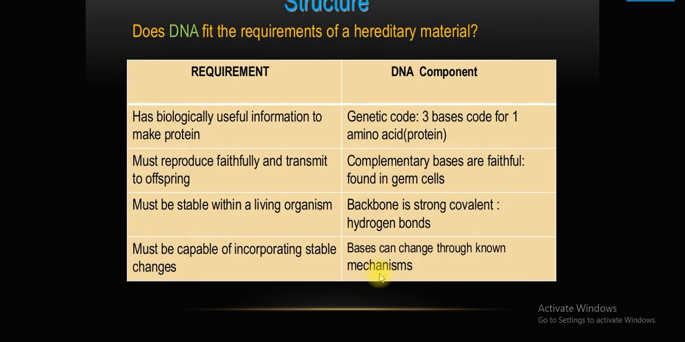Does DNA fit the requirements of hereditary material? Yes. It must carry biologically useful information to make proteins in the form of the genetic code, in which three bases code for a single amino acid, making a polypeptide chain. It must reproduce faithfully and transmit to offspring from one generation to the next. Complementary bases are faithfully found in germ cells and transferred from parent to daughter cells. It must be stable within a living organism: the backbone is strong with covalent bonds and hydrogen bonds, and it must be capable of incorporating stable changes, and bases can change through known mechanisms.